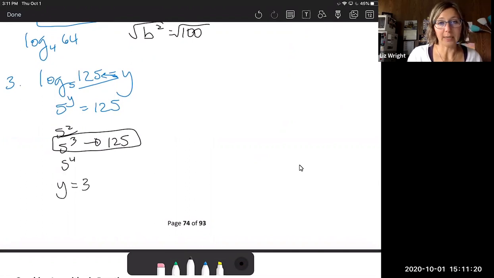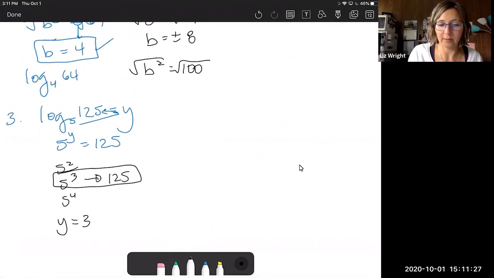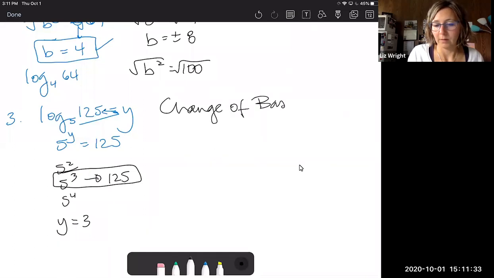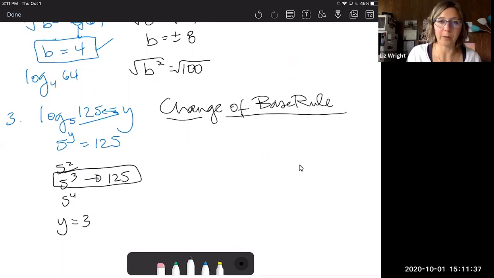Well, what I'm going to do is give you what's called the change of base rule that's going to help you do these problems, and you don't have to do guess and check. This actually comes in a day or two, but I'm going to give it to you early. Why would we want to do guess and check when we have a method to figure it out? So this is our change of base rule. It applies if we have something like log base 5 of 125.